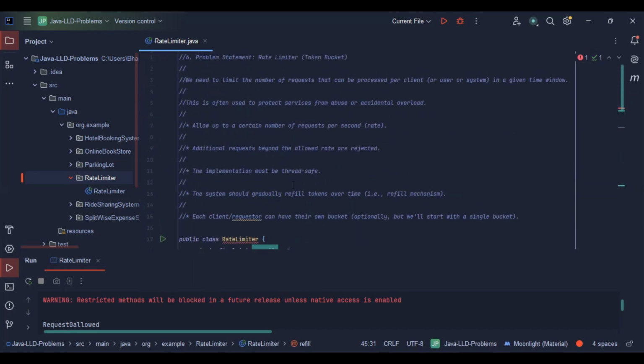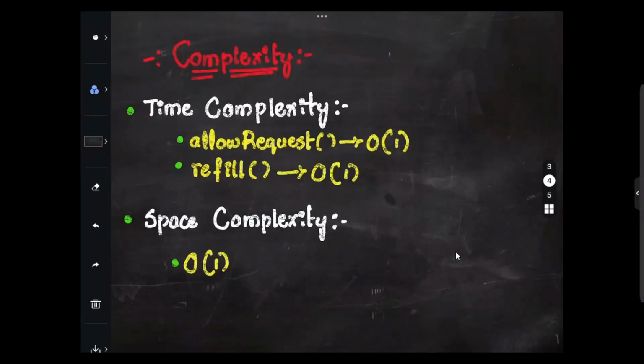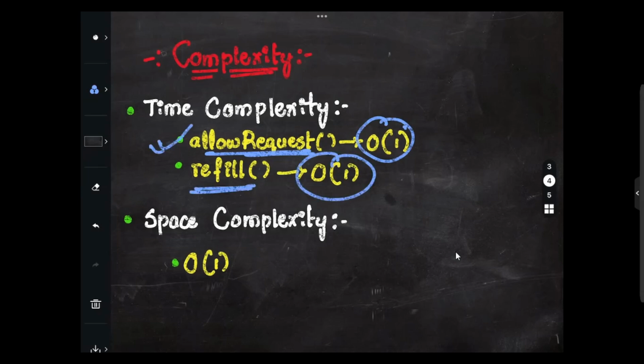Let's quickly discuss the complexities for the two methods that we have written, and then let's discuss the future scope. The time complexity for the allowRequest method is O(1), and for the refill method also the time complexity is O(1). These are the two methods that we have used in the RateLimiter class. The space complexity is O(1) as well, because we are just making use of a few variables in this case.